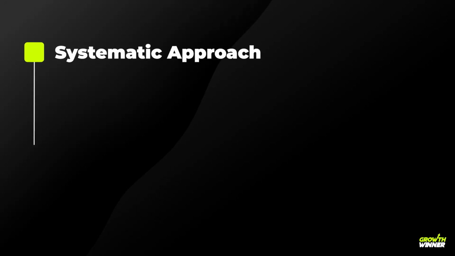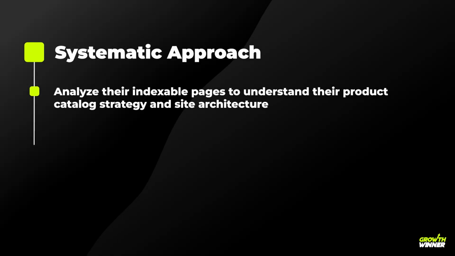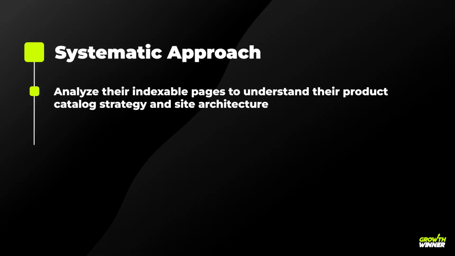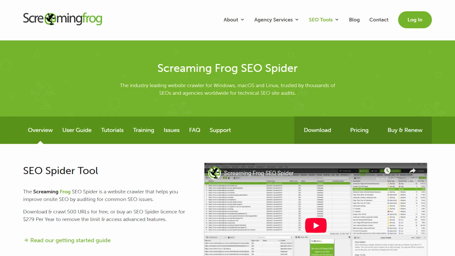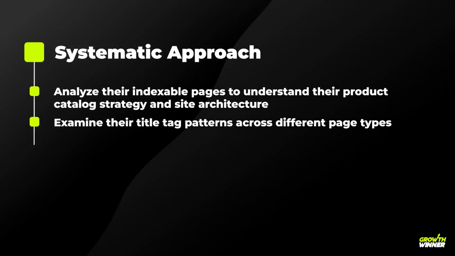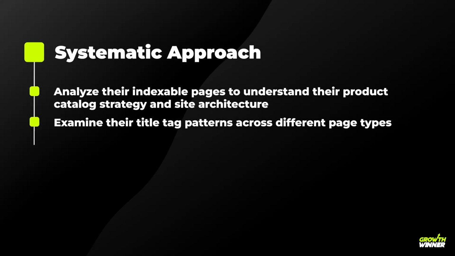Here's a systematic approach. First, analyze their indexable pages to understand their product catalog strategy and site architecture. Use tools like Screaming Frog to crawl their entire site and identify how many pages they are actually optimizing versus just having online. Second, examine their title tag patterns across different page types. Most successful e-commerce sites use specific title formulas for product pages, category pages, and content pages. Look for patterns like how they integrate primary keywords, brand name, and commercial quantifiers.